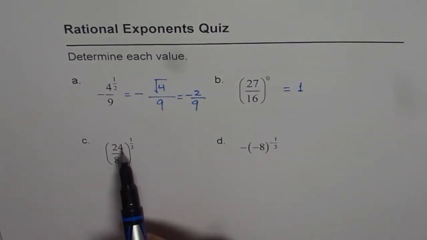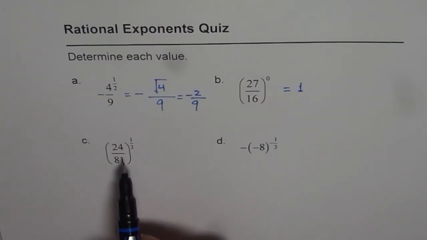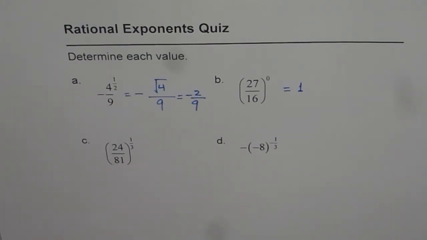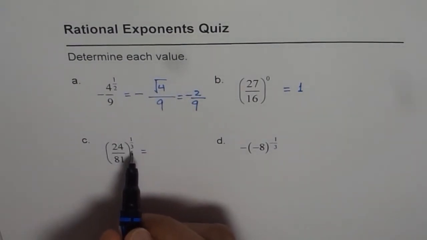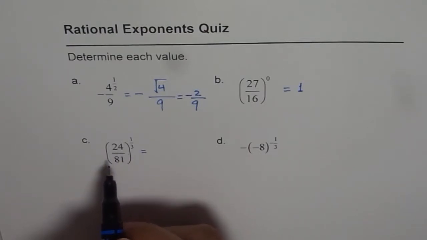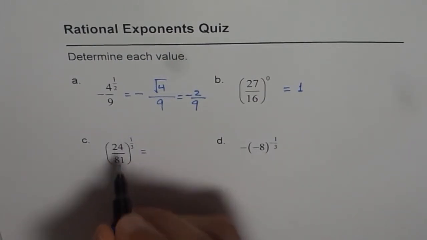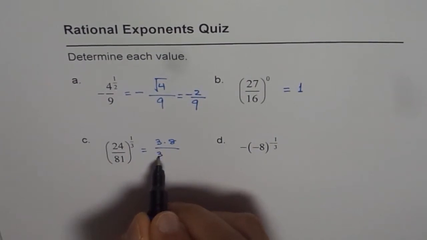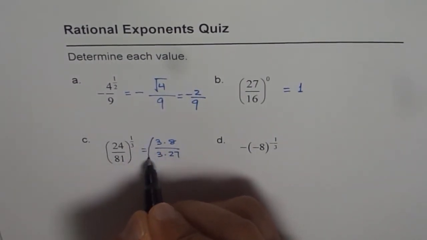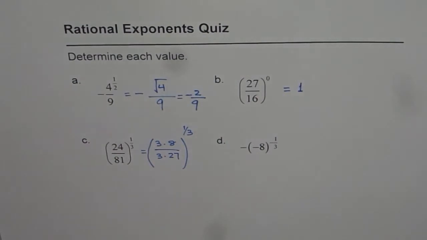Now we have 24 over 81 to the power of 1 over 3. Now we know 81 is 3 to the power of 4, but we really don't have a direct answer here. So what we can do here is kind of tricky. We need to find the cube root, so 24 can be written as 8 times something, right? We know 8's cube root is 2, right? So 24, let's write this as 3 times 8. And the denominator is 81, which is 3 times 27. Do you see that? So I purposely split it in this fashion so that it becomes clear to you what kind of strategy we are going to use to solve this question.